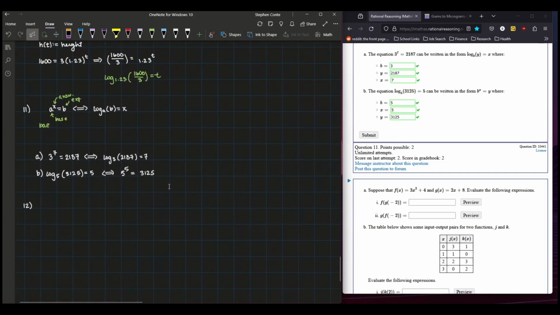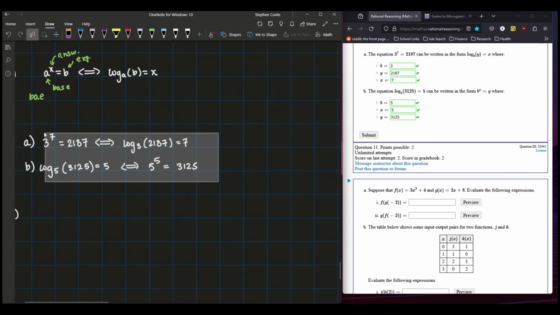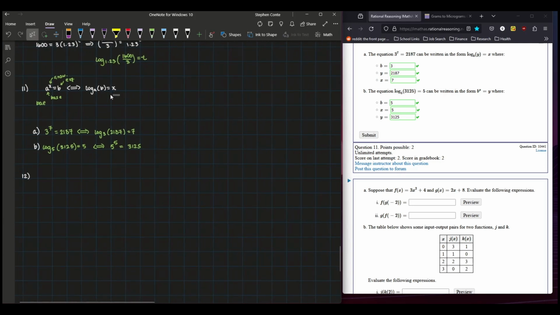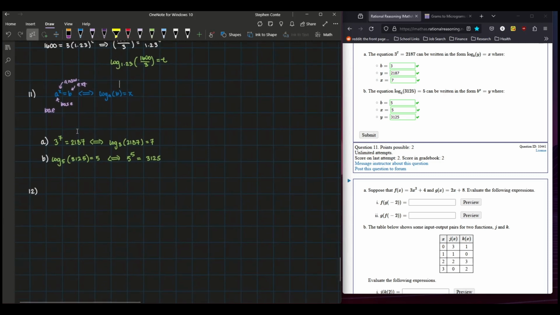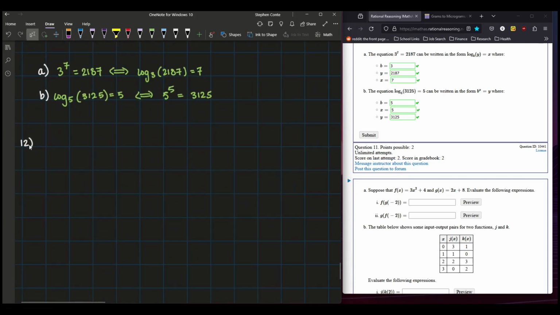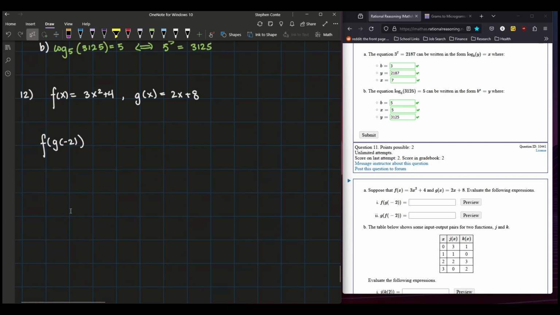Number 12. So suppose that f of x is 3x squared plus 4, and g of x is 2x plus 8. We want to know f of g of negative 2 and g of f of negative 2.